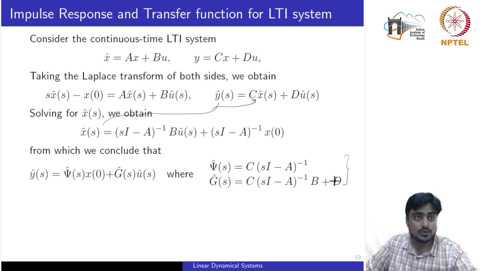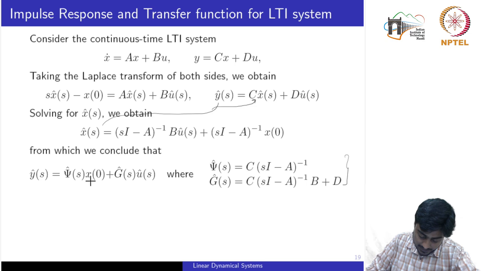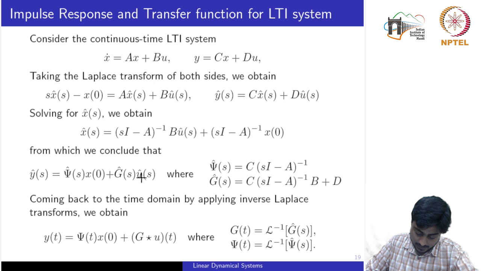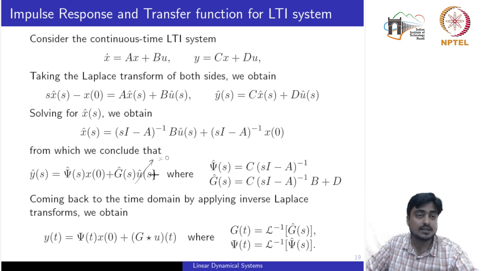So the interesting point to note here is that if we have x of 0 equal to 0, this part would be equal to 0, and we obtain the same equation that we had obtained earlier, before introducing the state space representation. Now, if we have u hat of s equal to 0, which implies the 0 input response, then the only response we have is because of the initial condition x naught. So basically it is a linear combination of the responses due to the initial condition plus the input to the system.